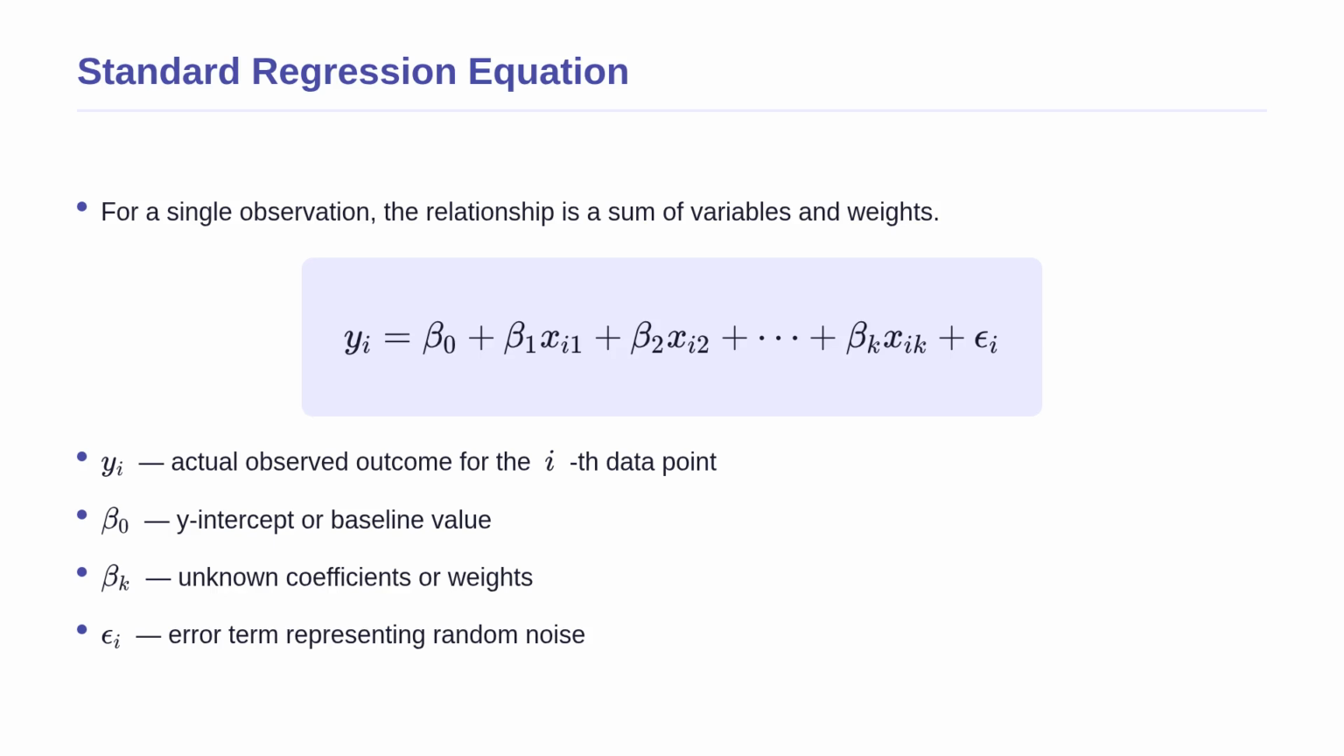Before we jump into matrices, let us see where they come from conceptually. For a single observation, we write the relationship as a simple sum. Here, y sub i is the actual observed outcome, like the fuel efficiency of one specific car. Beta 0 is the y-intercept, representing our baseline value. The other beta symbols are the unknown coefficients we want to find. They tell us exactly how much each predictor matters. The x values are our actual input measurements. Finally, epsilon sub i is the error term, representing the random noise, or the difference between our perfect model and the messy real world.